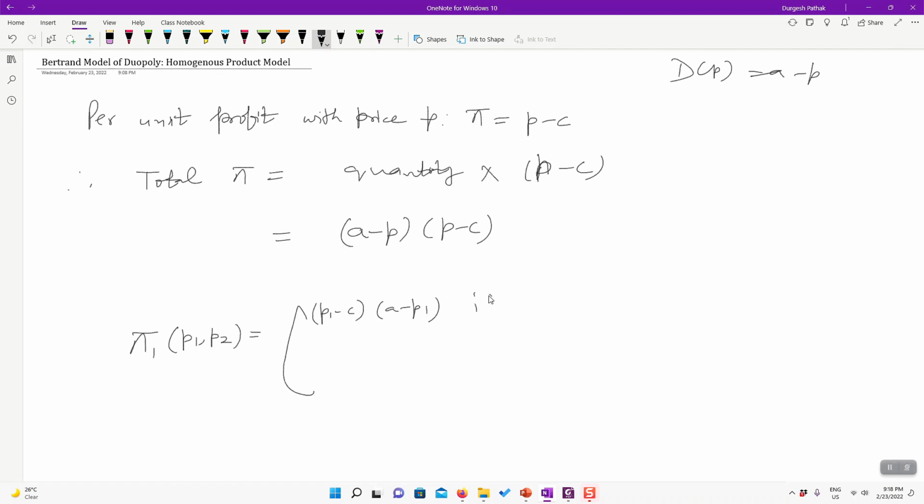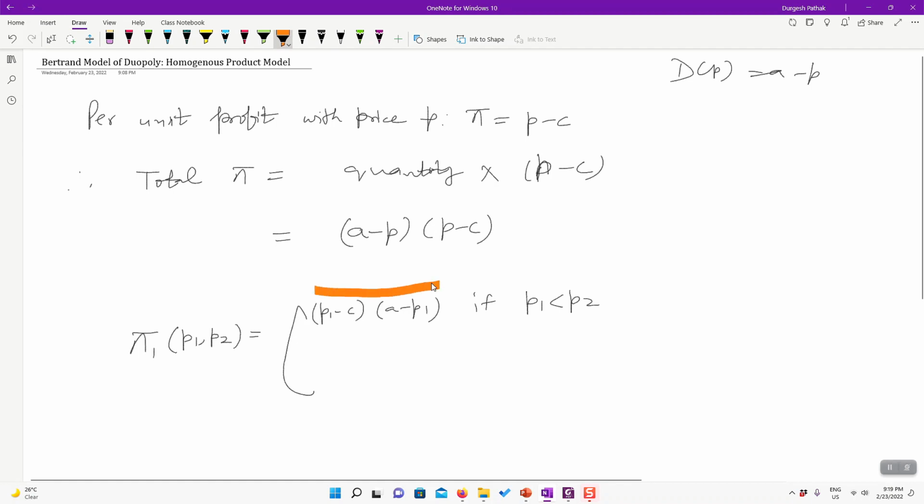So if P1 is less than P2, what does it mean? If firm 2 is charging a higher price, then my profit will be given by this particular expression. So what is happening here in the market? Both the firms are selling a homogeneous product, that is white chalk. If the other firm charges a higher price, then why should anyone buy from that? They will buy totally from me and I will serve the entire market. So this is the profit that I will get by serving the entire market.